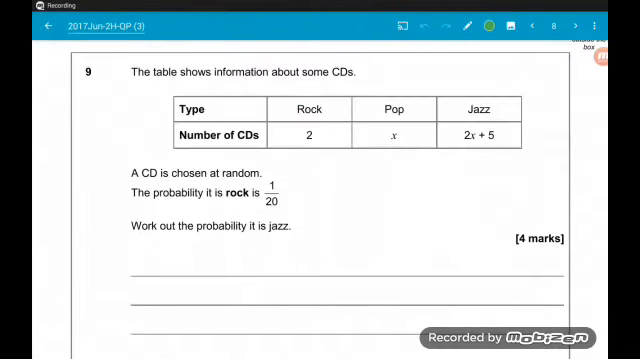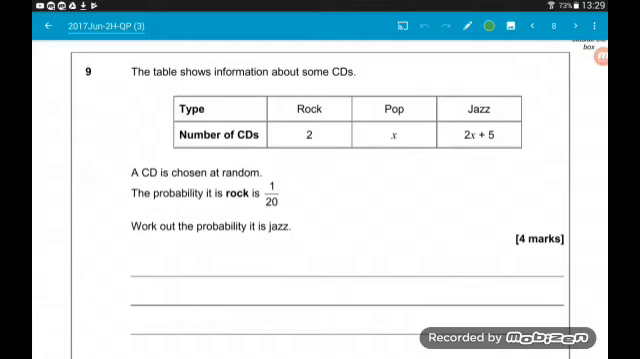Okay, question 9. So these questions seem quite common these days. So we've got a bit of probability, a bit of algebra, and a table. So the good news is these aren't really that hard. We have to use the probability to get a number and then set up an equation using the algebra. So the table shows information about some CDs. So we've got the number of CDs and the type. So we've got 2 rock, x pop, and 2x plus 5 jazz.